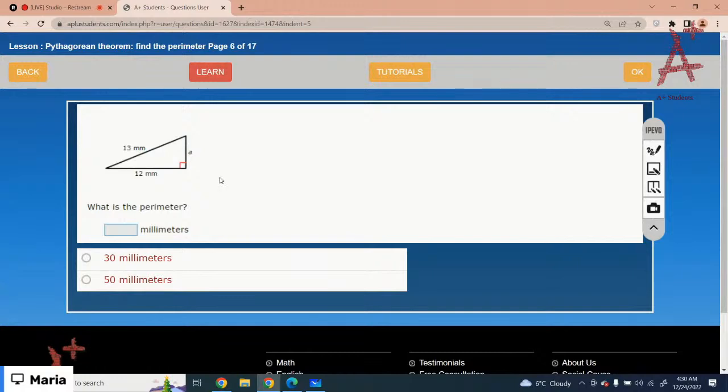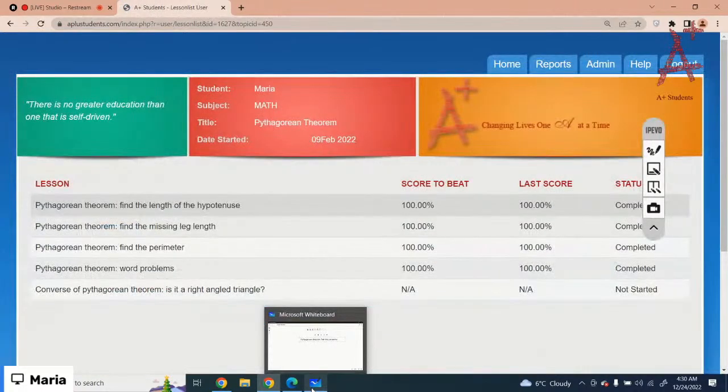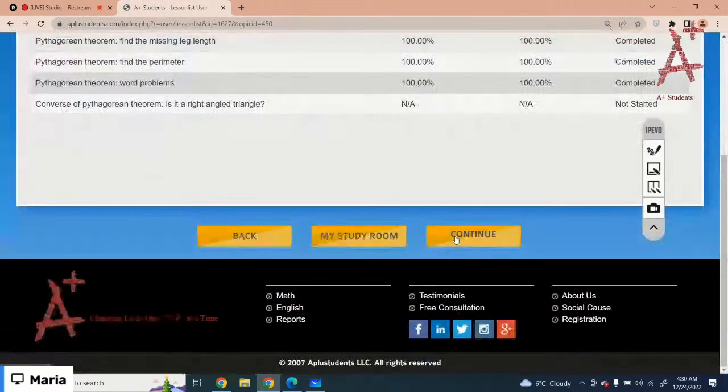Okay, you can complete the test by yourself later today. Let me move on to the next lesson. The next lesson is Pythagorean theorem word problems. So let's start with the word problems.